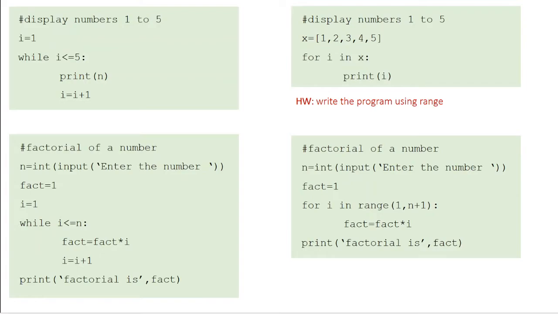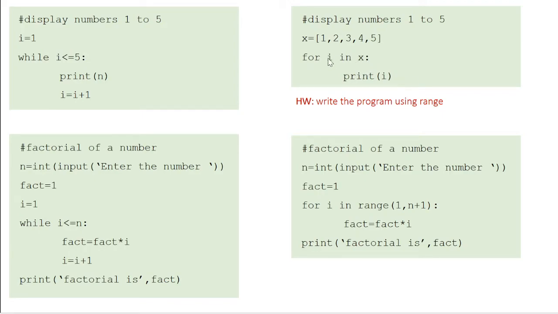Now let's compare the for loop and while loop. The two previous examples we have done using while loop. Let's do them with for loop. First one, display numbers 1 to 5, and this is the while loop program. How do we do this using for loop? There are several ways you can do it. One of them is, first you define the list. So you want numbers from 1 to 5, right? So you define a list x equal to 1, 2, 3, 4, 5. And you say for i in x, print(i).